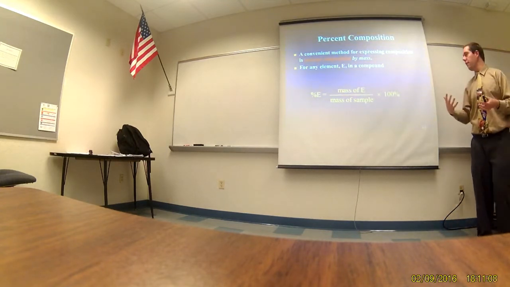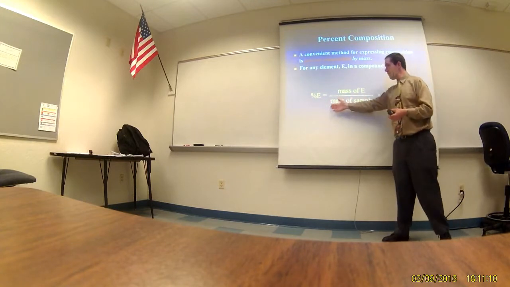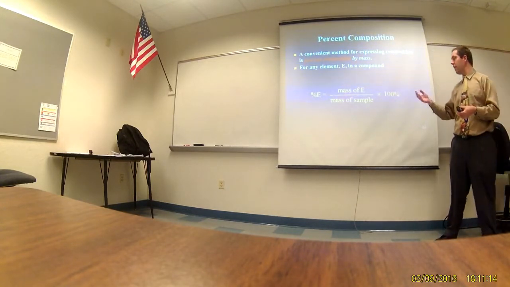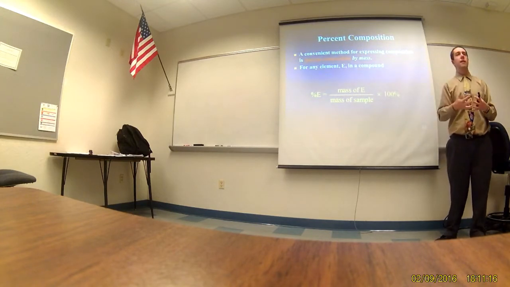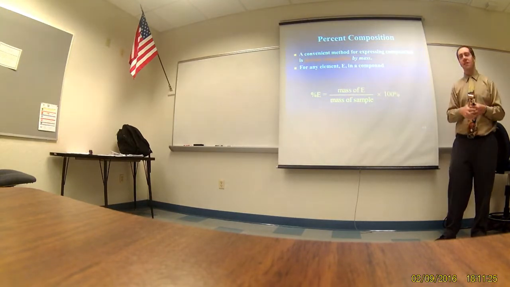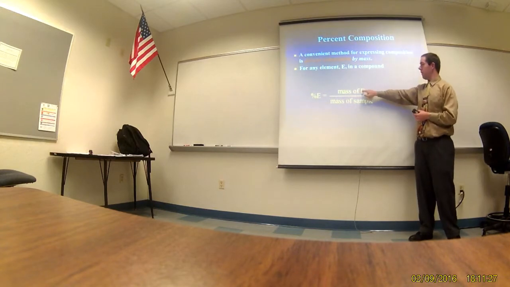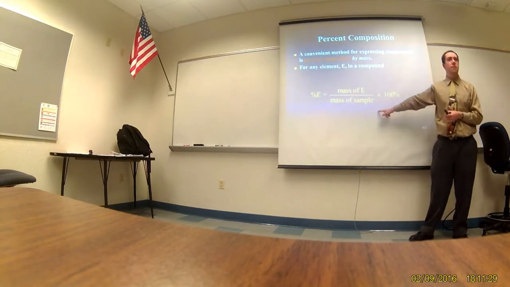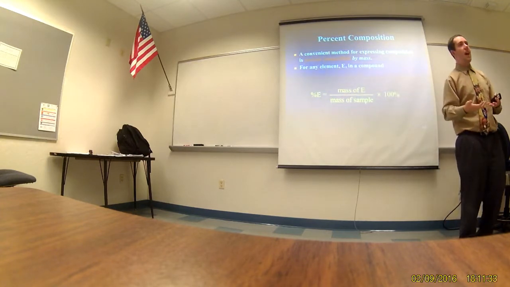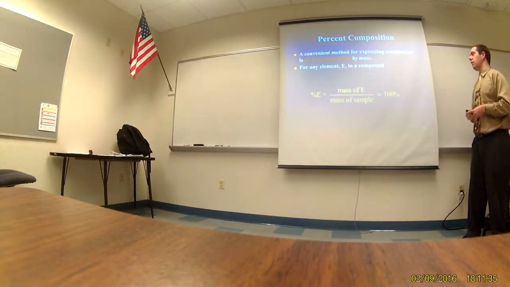So, if I have 100 grams of sample, and I tell you that there are 50 grams of carbon in that sample, what is my percent composition of carbon? You can do that math in your head. 50, exactly. 50 grams of carbon divided by 100 grams of sample times 100 is 50%. It's half carbon. That's all that's telling us.